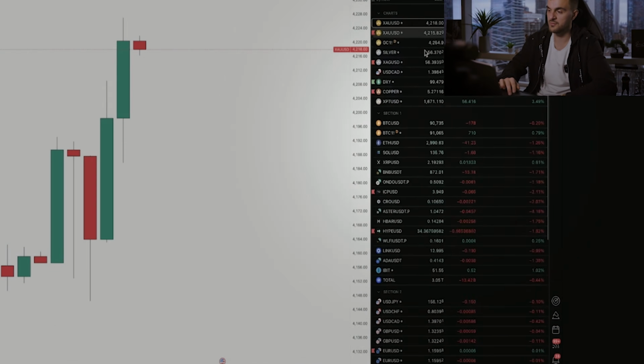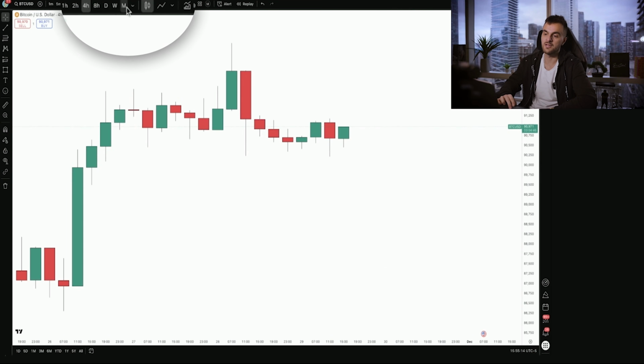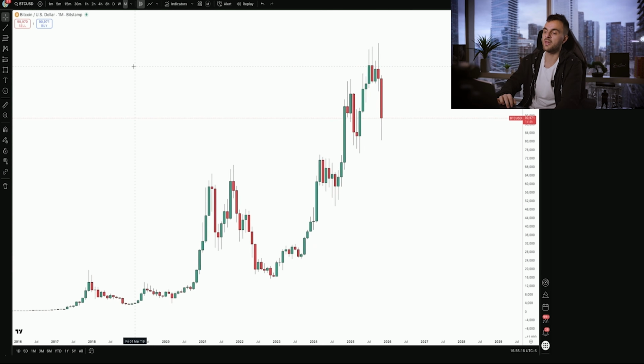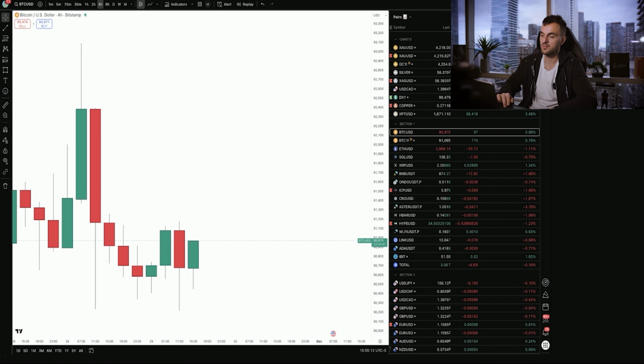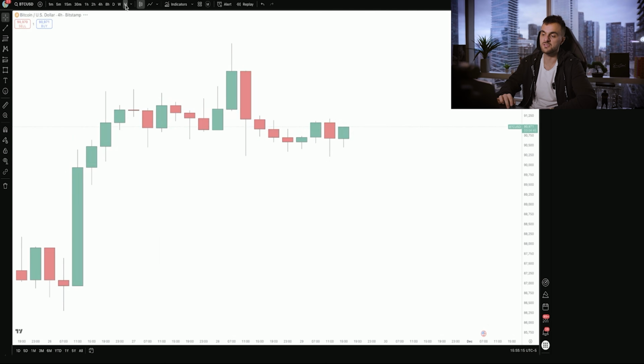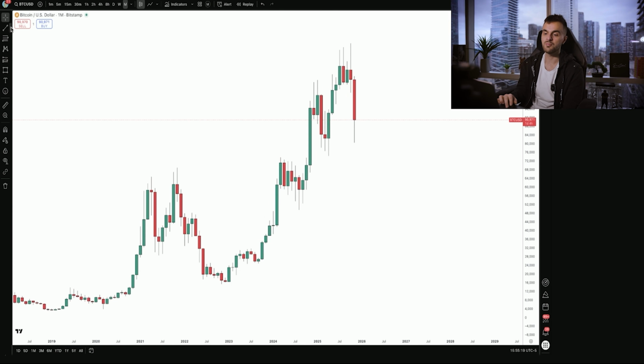If we wanted to go to a different chart, like Bitcoin, for example, and start top-down analysis on a Bitcoin chart. Here's Bitcoin on the monthly. So let's just simply mark some levels. We're going to mark the top here, which is at around $120,000. We're going to mark the low here.